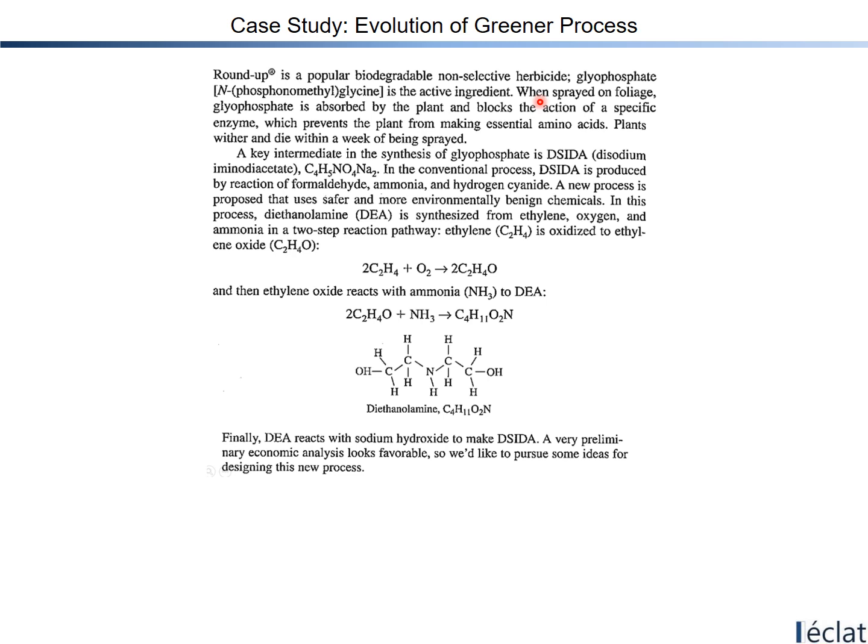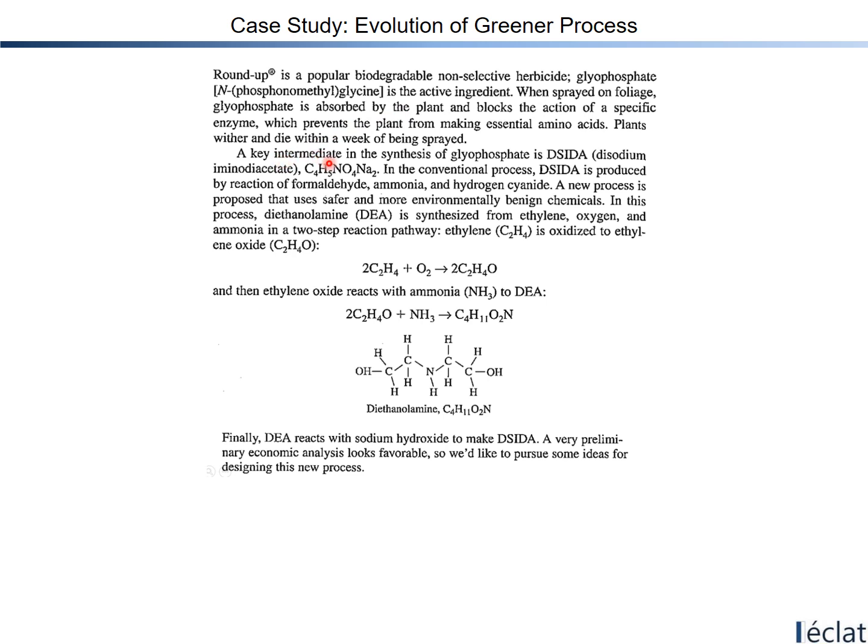When sprayed on foliage, glyphosate is absorbed by the plant and blocks the action of a specific enzyme, which prevents the plant from making essential amino acids. Plants wither and die within a week of being sprayed. This is a kind of introduction.